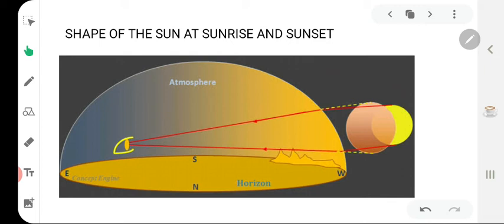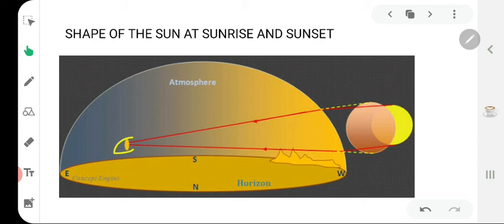When the sun is just near the horizon, the light rays coming from the lower edge of the sun pass through a greater thickness of atmospheric air than light rays from the upper edge of the sun. Consequently, the light rays from the lower edge are deviated more and the vertical diameter of the sun appears to be diminished in size. So, the sun appears to be flattened, that is, of oval shape.